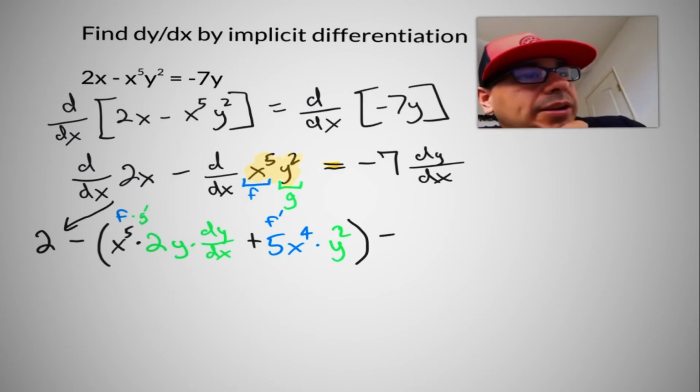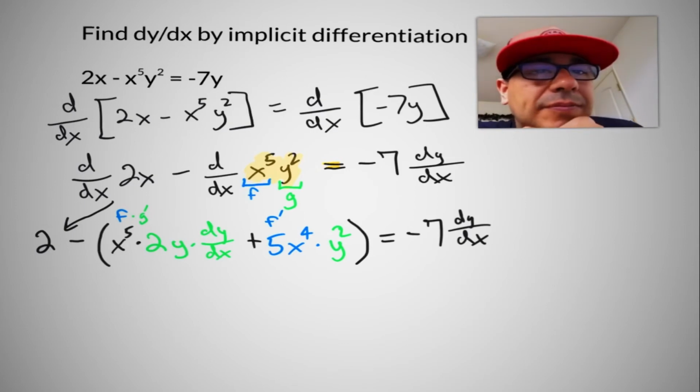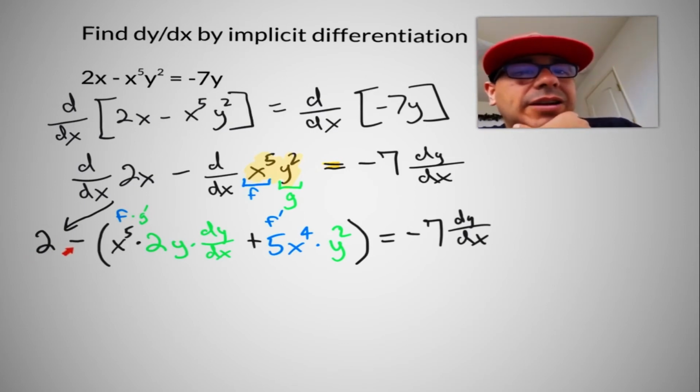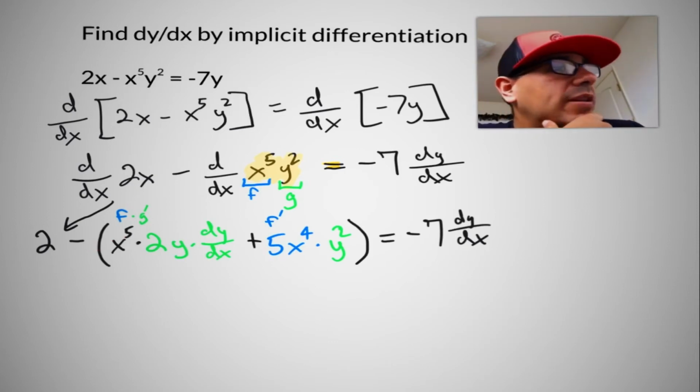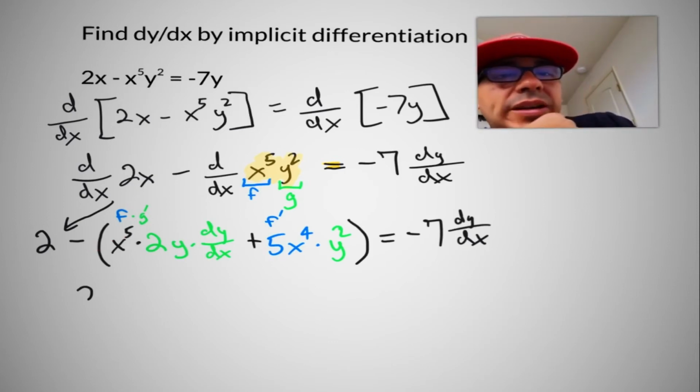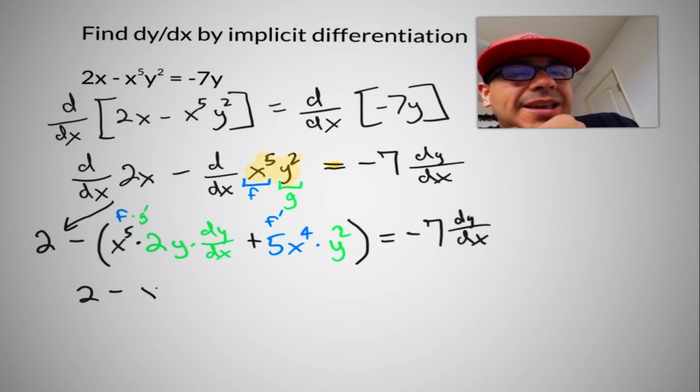And then let me bring down what we didn't use, -7 dy/dx. All right, so let's go ahead and distribute this negative, right? This negative right here. So distributing it, let's clean things up a little bit. We get 2 minus x to the 5th. I'll bring the 2 to the front. So 2x to the 5th y dy/dx.